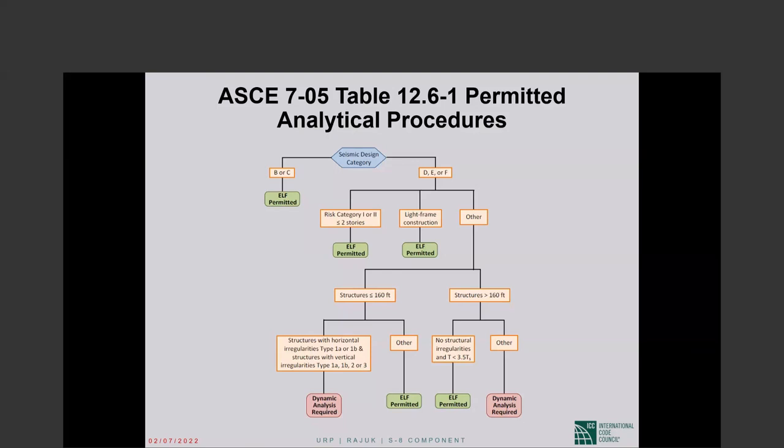And these days, the wooden studs are being replaced by cold form steel studs. So this is lighter construction. Irrespective of height, irregularity, or anything, for light frame construction you can do equivalent lateral force procedure, never dynamic analysis. Dynamic analysis is never required.